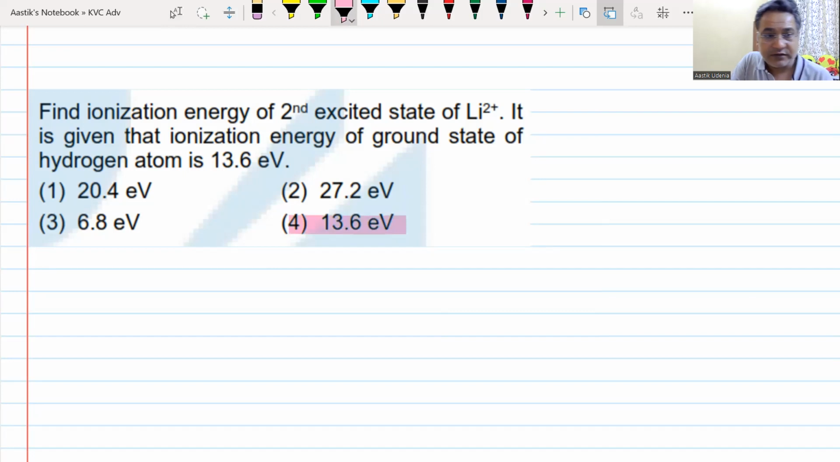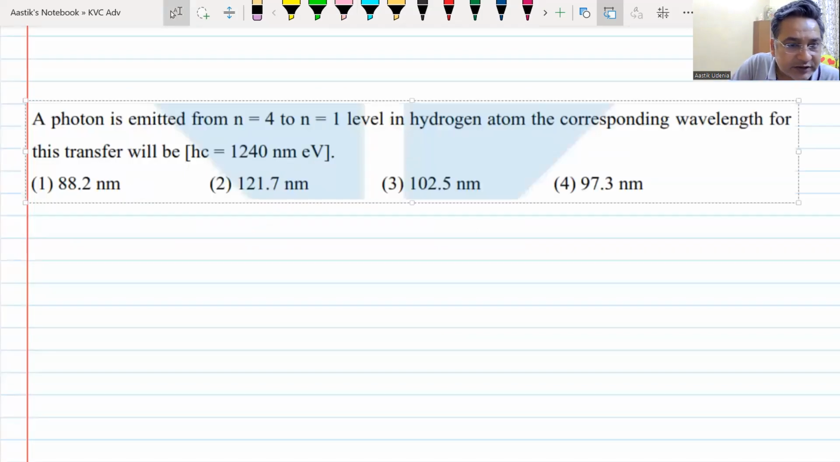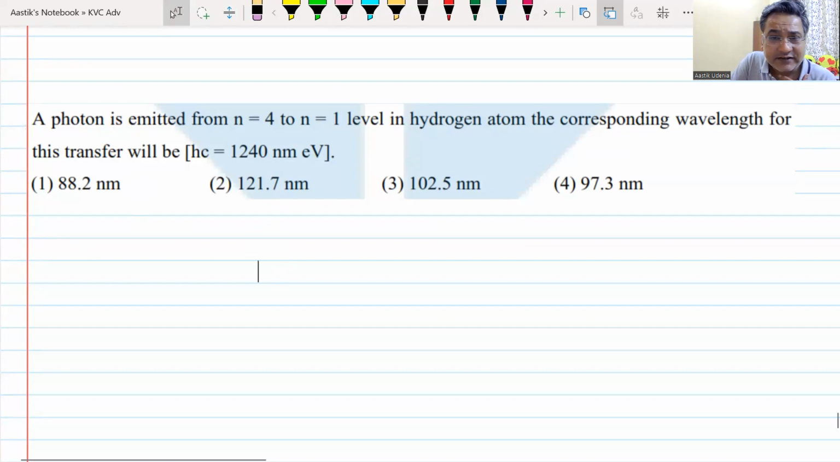Now this is again a question from one of the previous sessions. Let me see if I can tell you which session this is. This is from shift 2 of some session. I don't recollect, maybe this is 30th of Jan, shift 2. And let's see if you can do something with this. A photon is emitted from something, and then you have to find out something, and I hope you can do that.